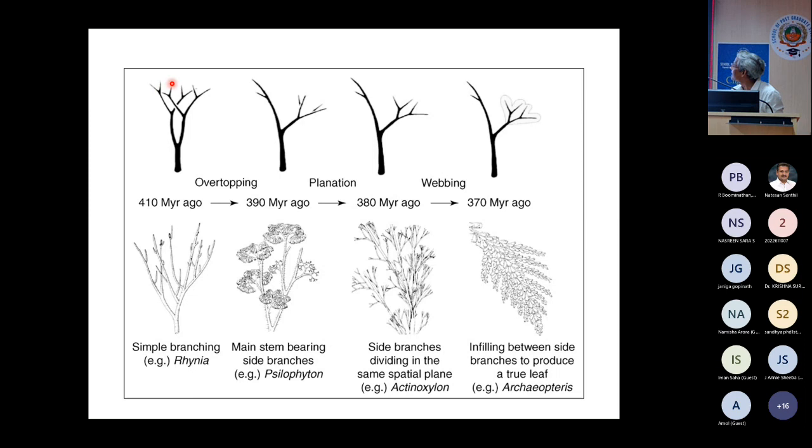This one is same as this one. This one is equal to this one. Nobody is bigger than anybody else. All equal, right? What happened is, at some point during evolution, something called overtopping happened. Overtopping means this branch says that I am bigger than you. All are equal, but some are more equal than others. So this is more equal than others. This is called overtopping.